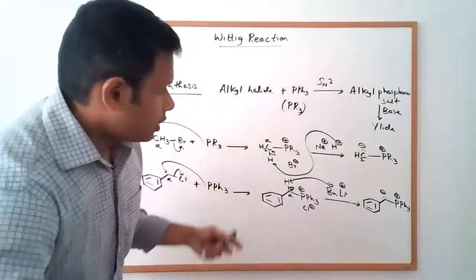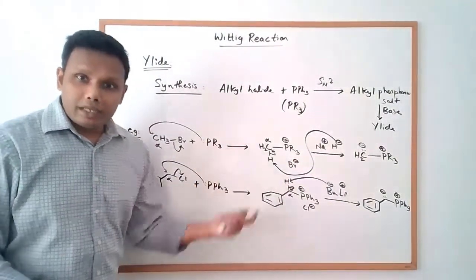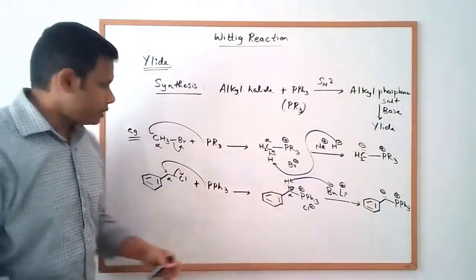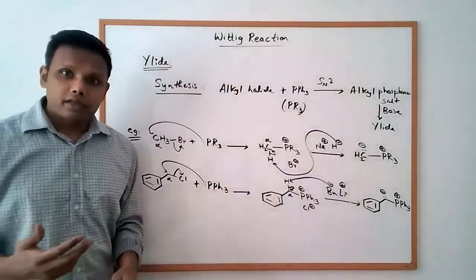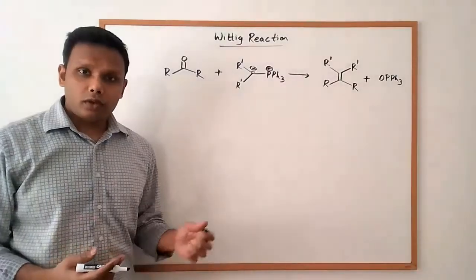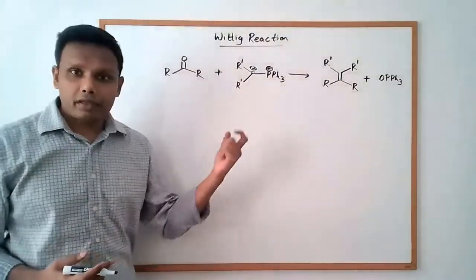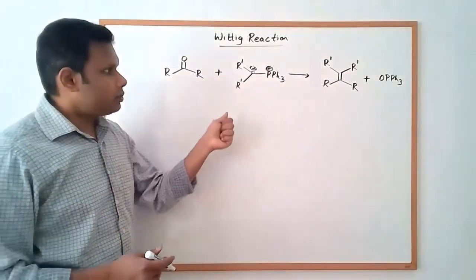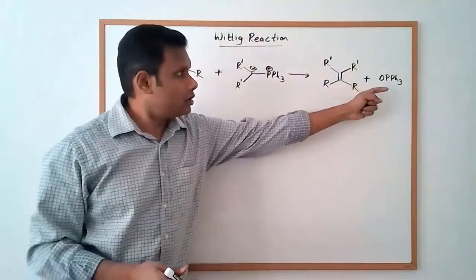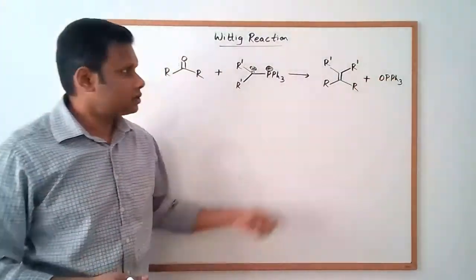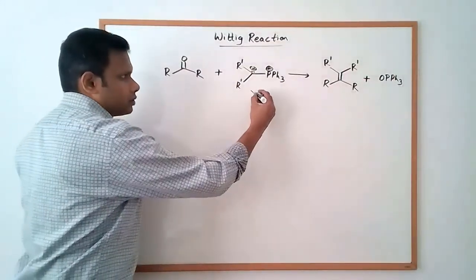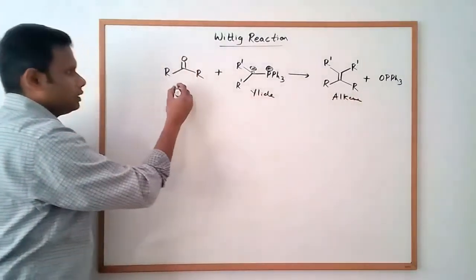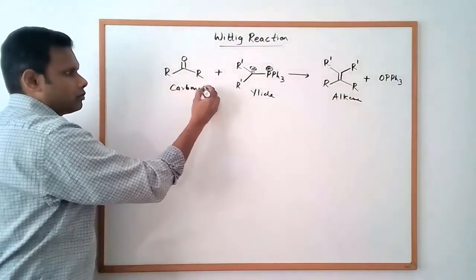Now let's continue on and talk about the mechanism of the Wittig reaction itself. How does this ylid react with the carbonyl compound? That is what we're going to look at next. So now we're going to talk a little bit in detail about the mechanism. How does a carbonyl compound react with an ylid to give us an alkene, with the phosphine oxide as the byproduct? The carbonyl reacts with the ylid to give us the alkene. That's the main reaction that we are focusing on.